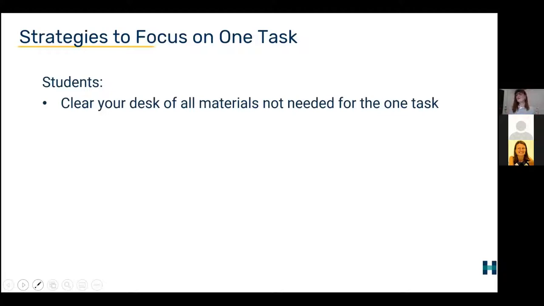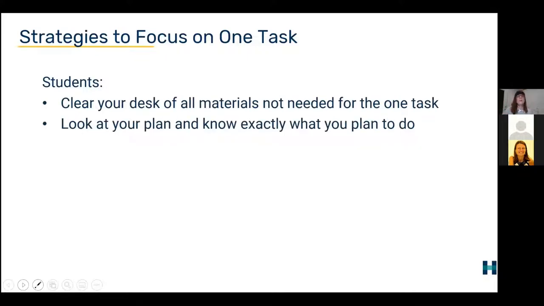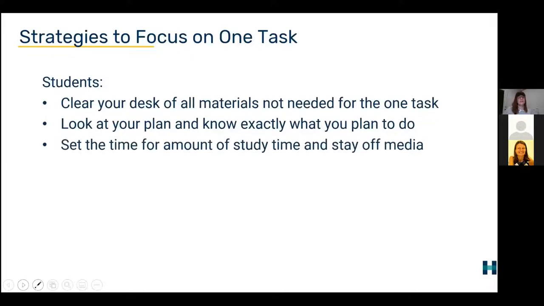So if you have your history book and your science notes and your calculator sitting in the middle and all of this, clear everything. And if you're studying for history, only have your history notes, your history book, your history quizzes, your history notebook out at that time. Look at your plan and know exactly what you plan to do. Back there where we had our day one, day two, what exactly are you going to do at that time? Singularly focus on what that plan is that you expect to get accomplished during that period.